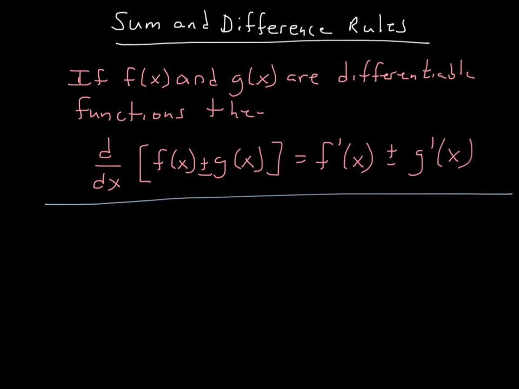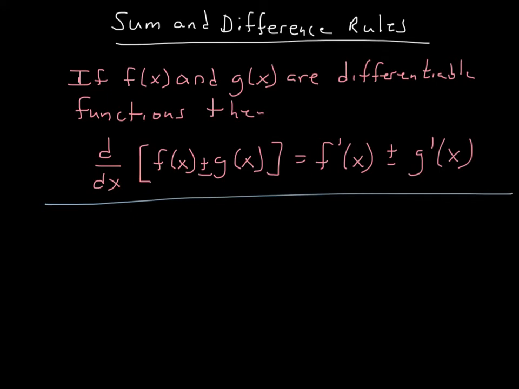Now we get to the sum and difference rules. In these rules, it says if f of x and g of x are both differentiable functions, then the derivative with respect to x of f of x plus or minus g of x is equal to f prime of x plus or minus g prime of x. So now let's look at an example of this situation.